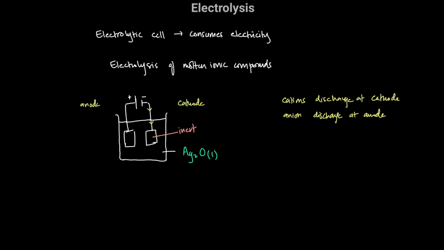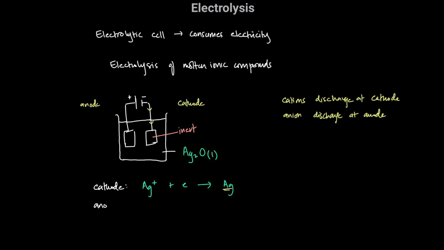And I want you to write half equations for each of those electrodes as well. So again, at the cathode, electrons are flowing towards the cathode. That's where we're going to have reduction take place. So the silver ions will gain electrons to form silver metal. So silver metal is our product at the cathode.